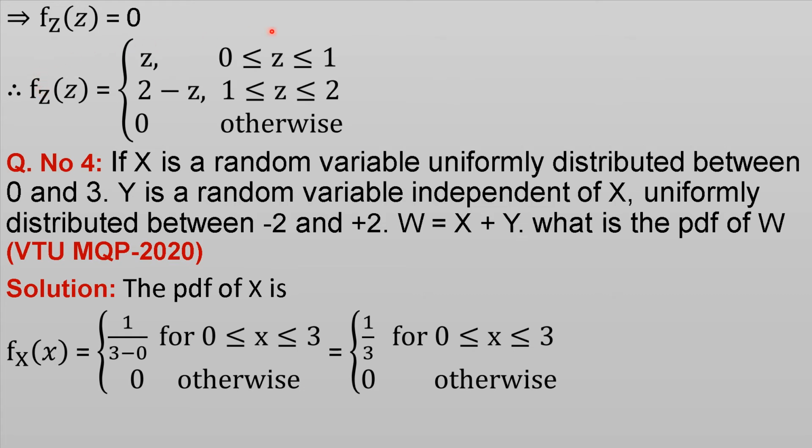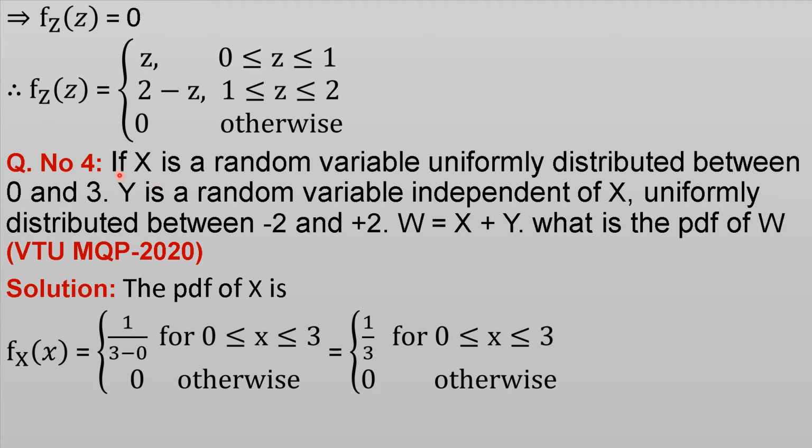We have the probability density function of the sum Z, which is the sum of two independent random variables. For that sum of two independent random variables, each uniformly distributed between 0 and 1, we have the probability density function f_Z of z.